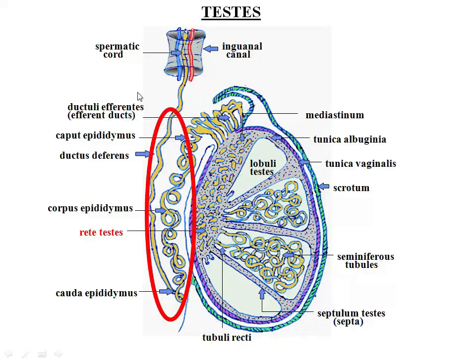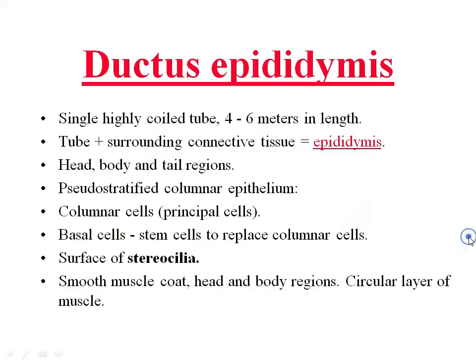The next tube system in the testis, after the rete testis, is the epididymis. So we'll see the histology of the epididymis now. The duct of the epididymis is called the ductus epididymis. It is a single, highly coiled tube around 4 to 6 meters in length, kept in a very coiled form.